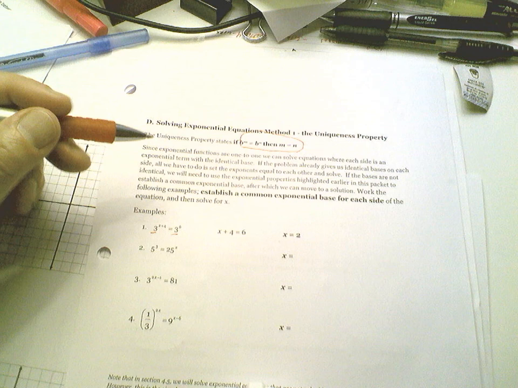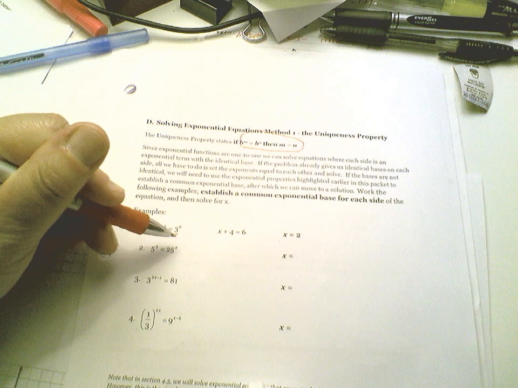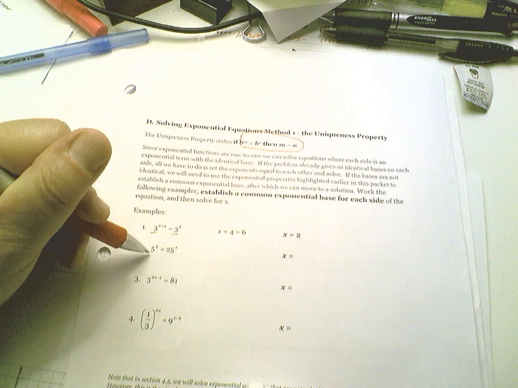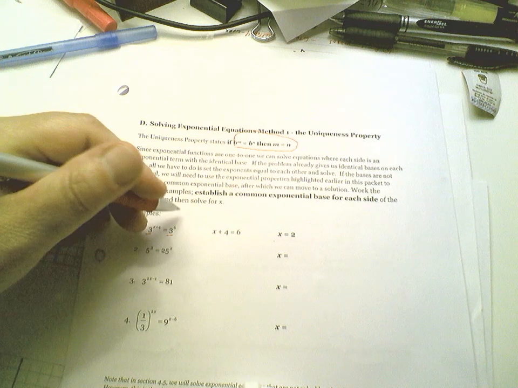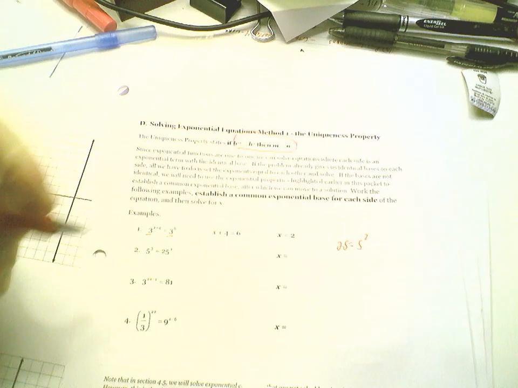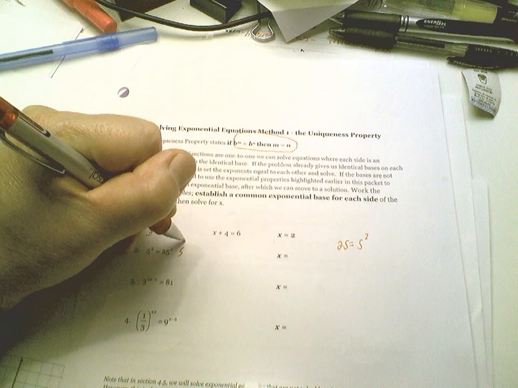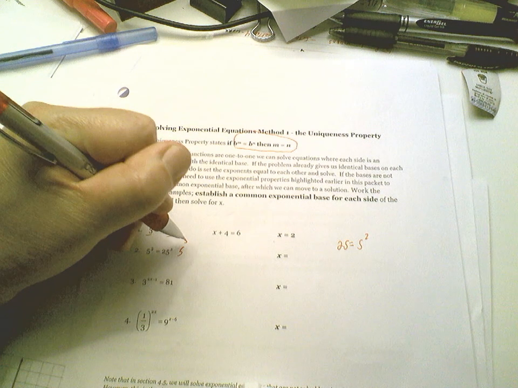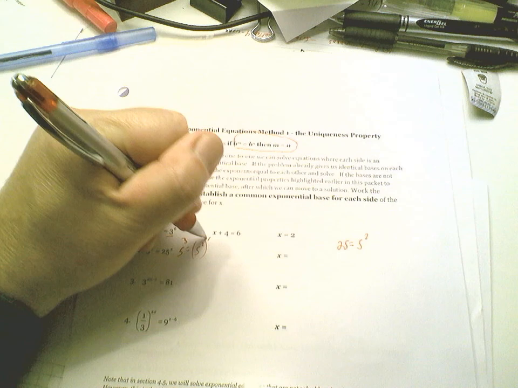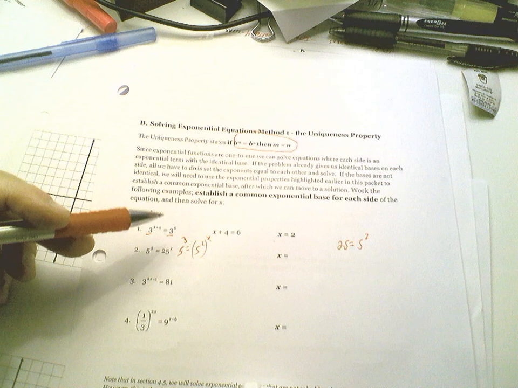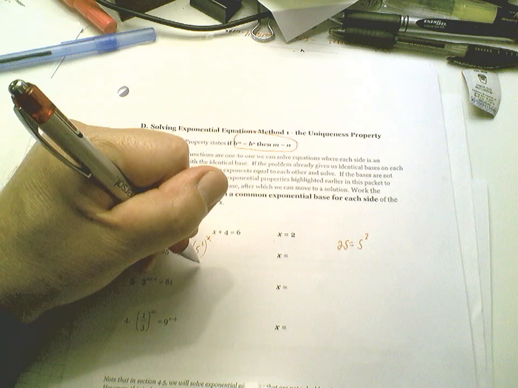When you look at a problem like this, 5 cubed equals 25 to the x, you don't see the same base. But if you're familiar with some exponents as well, you'll know that 25 is equal to 5 to the 2nd power. That allows us to rewrite this as 5 cubed equals (5 squared) to the x. Notice I put parentheses around to show that it's 25 to the x power. When you raise something to a power to another power, you multiply the exponents. This tells me that 5 cubed equals 5 to the power 2x.